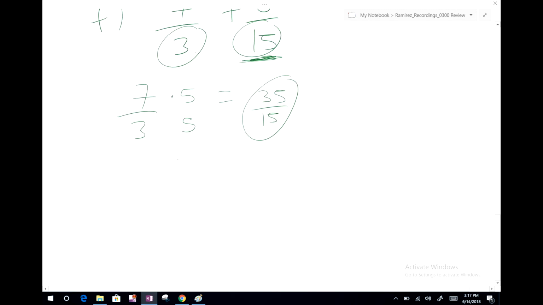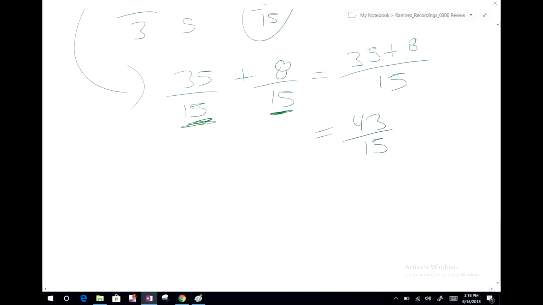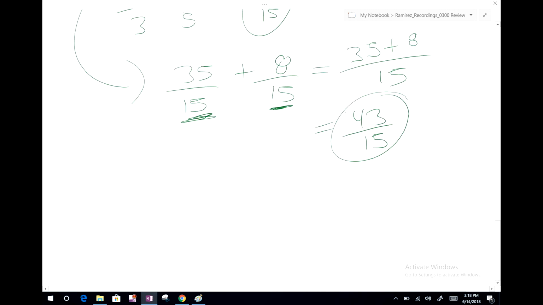So this problem now becomes 35 over 15 plus 8 over 15. And once we add them, again, you're not going to combine the denominator, you're just going to add the numerator. So 35 plus 8 over 15, which is going to give us 43 over 15. And there's nothing else we can do after that. We can't reduce this fraction any further.